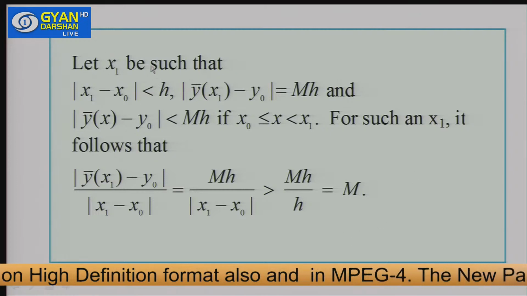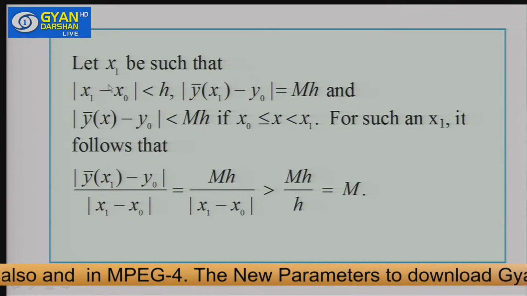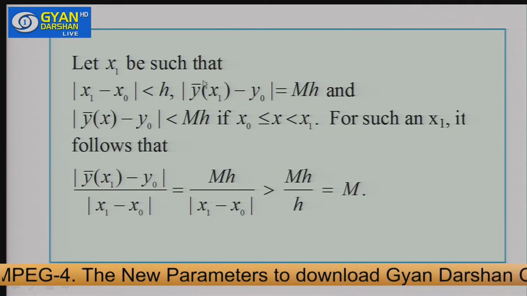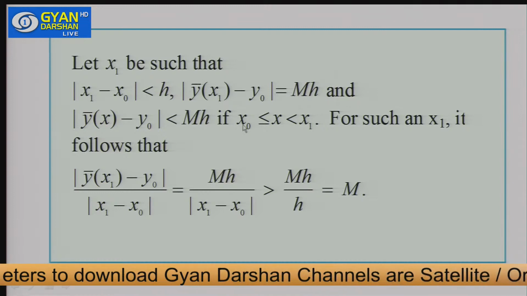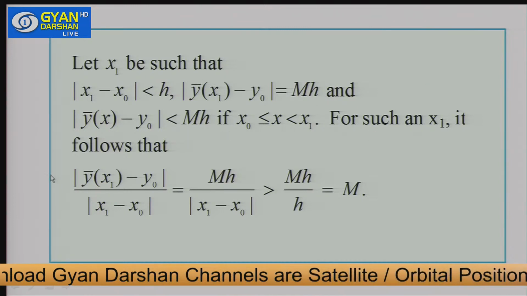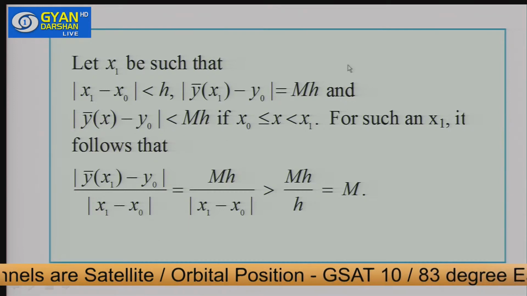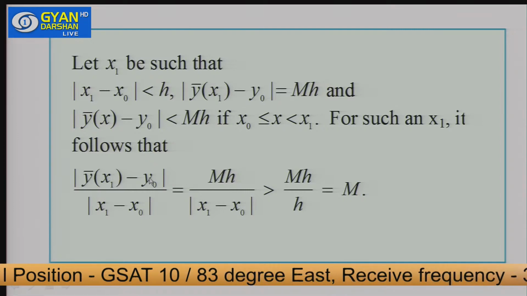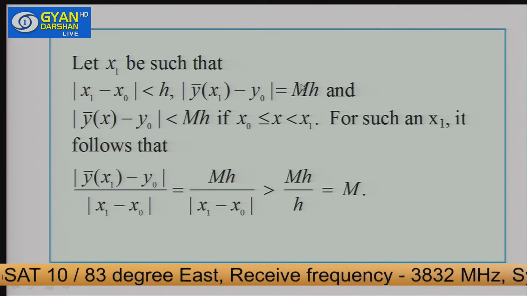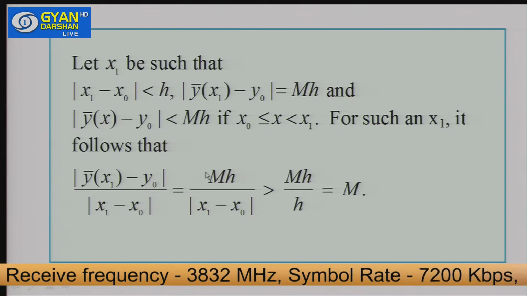Simple. Let x0 be such that it is within the region, but y bar is equal to m h, and obviously after this point it is leaving m h. So from this we can just divide both sides. This is equal to m. So y bar x1 minus y0, but they have just divided both sides of this by x1 minus x0.